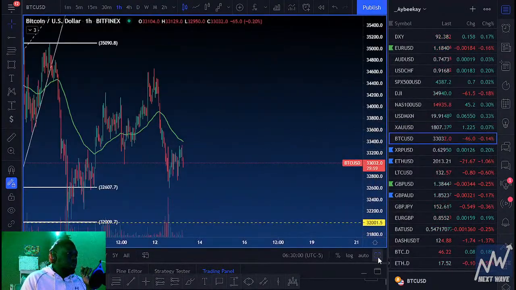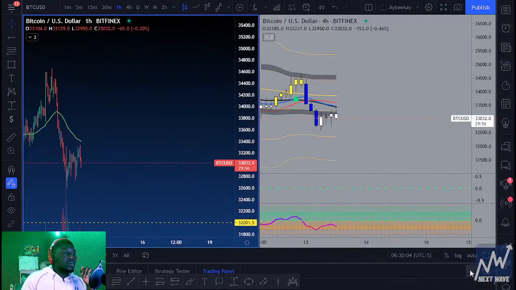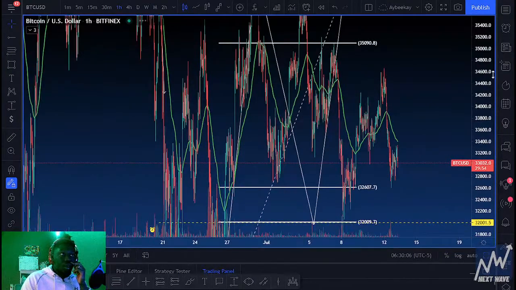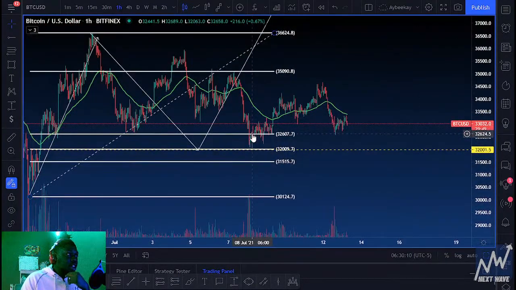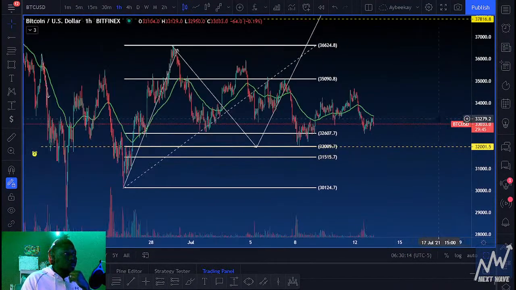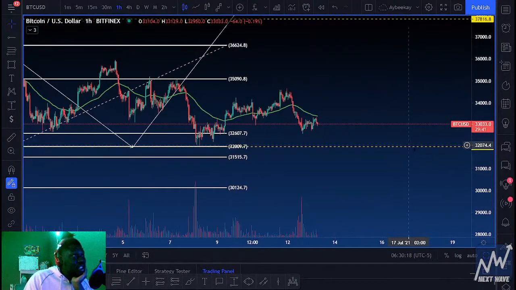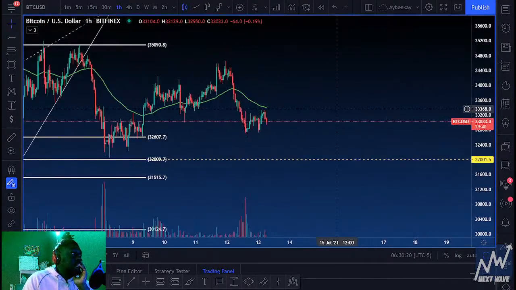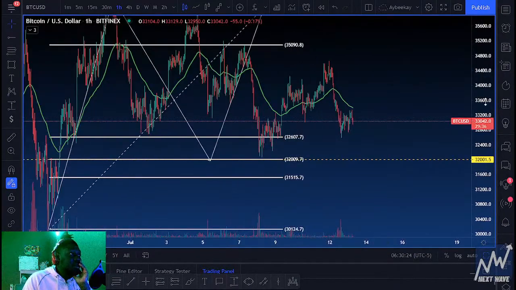All right, let's go on over to Bitcoin. Bitcoin's been bearish, been coming back down, came back down to the 61.8 zone. I'm not liking how this is looking, man. This is still like a bearish flag. I'm not really caring for it.